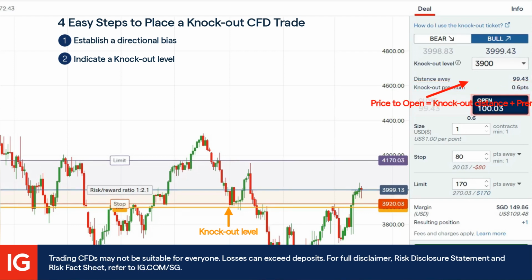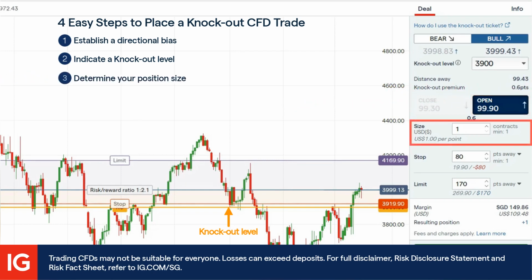The price to open box indicates the point difference between your entry and the knockout level, including the knockout premium. The size field that is shown here would be your position size. The bigger your position size, the higher the value per point. In this example, we will be illustrating it with one contract, which is also equivalent to $1 per point.